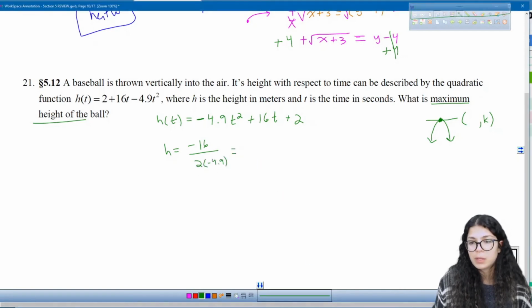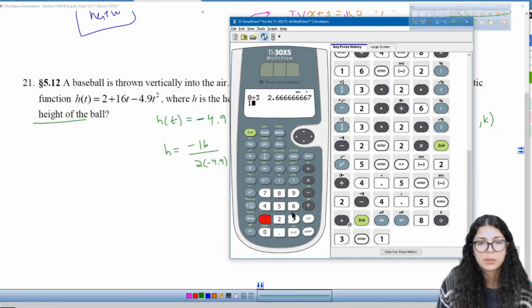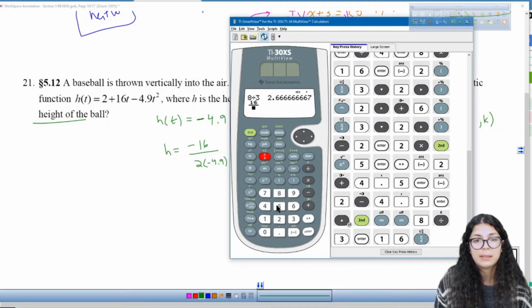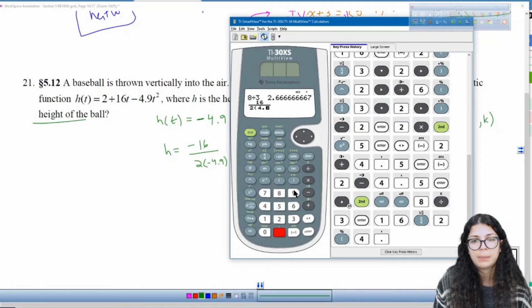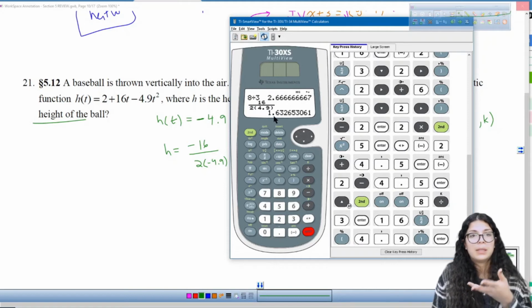And I'm just going to use a calculator to solve for that. This will be a negative and the denominator will be a negative, so the entire thing will be a positive. So we have 16 divided by 2 times 4.9, I believe is 9.8, but I'm just going to write it in here just to make my life a little bit easier. So 16 divided by 9.8 will give me about 1.6.